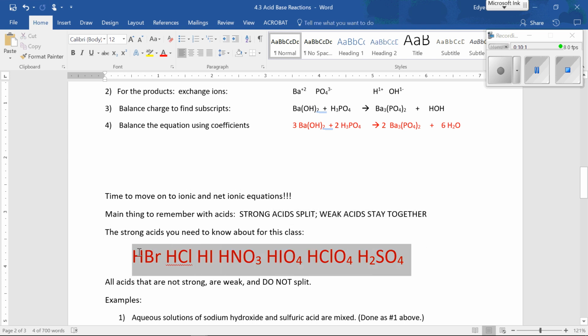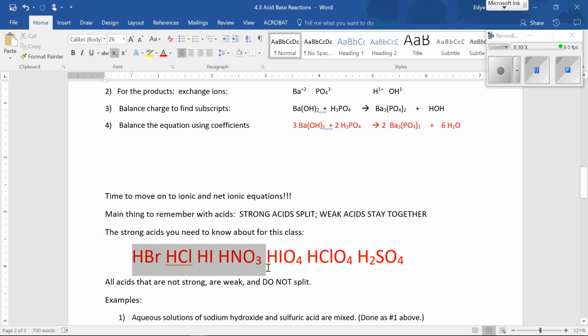These are the 7 strong acids we're going to work with in the class. You don't have to memorize them at this point or this year. I'll always give you the 7 strong acids, but it's a good idea to try to remember them. And we have a little saying to try to remember these. We just read it out as we see it. Hibber, Hickel, High.